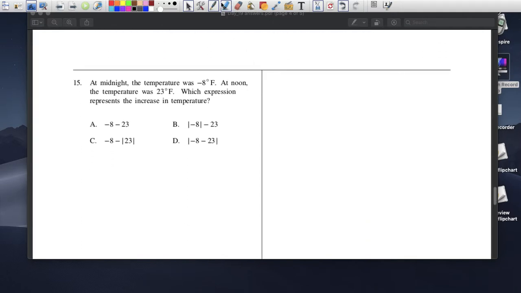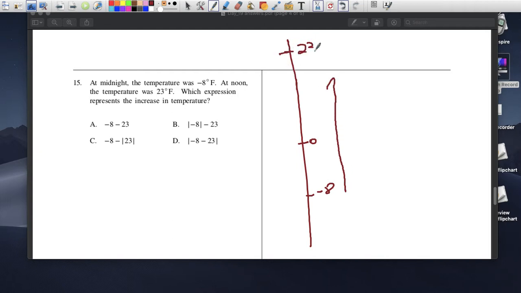At midnight, the temperature was -8. So here's my thermometer. Here's 0, and here's negative 8. At noon, the temperature was 23, which means it went up. Well, let's make 23 sort of up here. Which expression represents the increase in temperature?